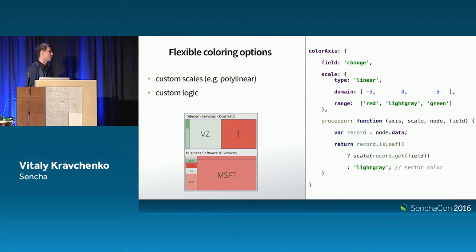Another possibility would be to calculate an average performance of all the companies in the sector, even if you don't have the data for the performance of the sector. What you could do in this else statement where we return light gray is fetch all the immediate children of the record, which would be the companies that are in the sector, calculate the average performance, and pass that value to the scale function so that you get a color that represents the performance of the sector.